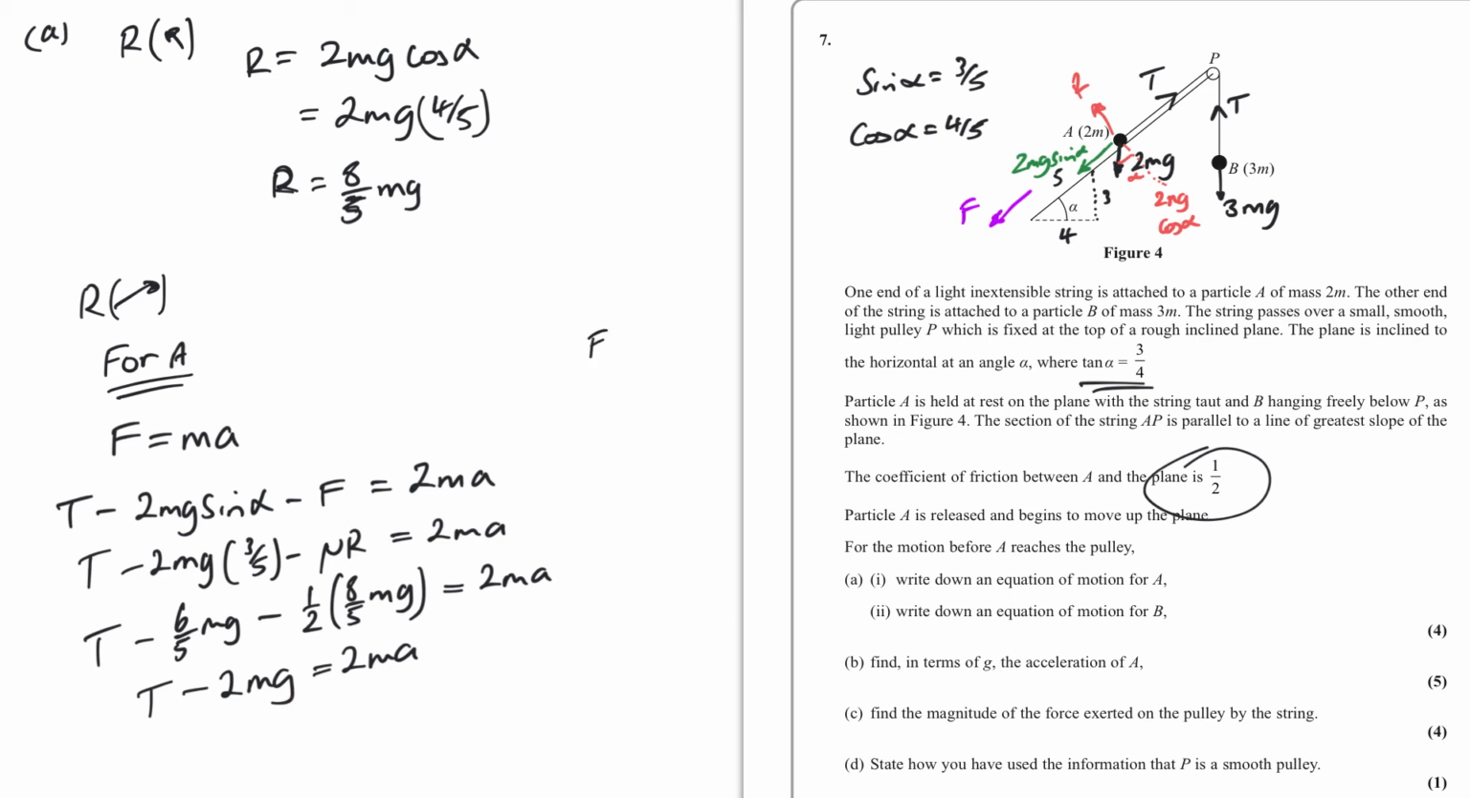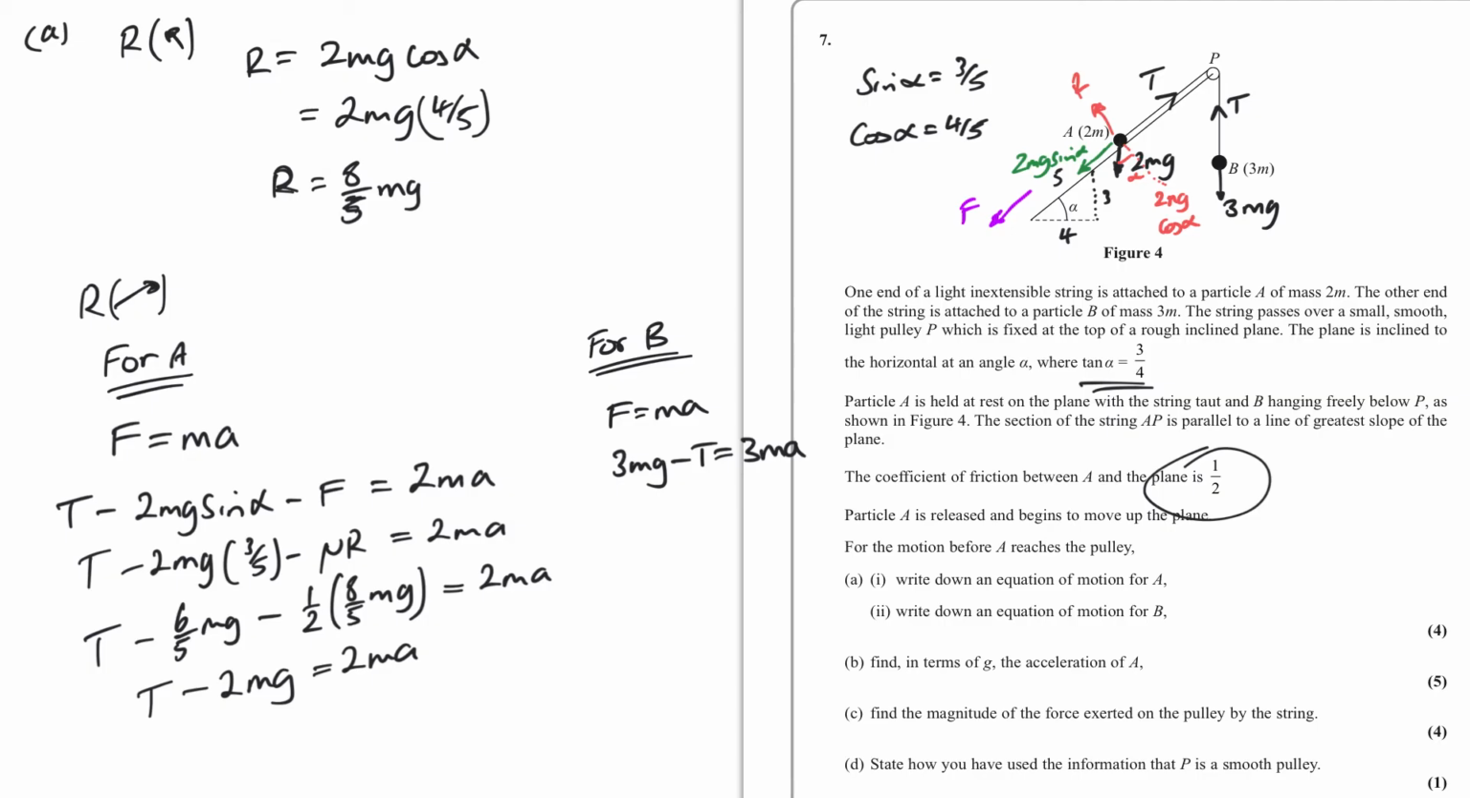Let's go for B. Well, again, it's moving, so F equals ma. The 3mg has got to be bigger than T because it's moving downwards. So we get 3mg minus T equals 3ma. And that's all we've got then for B.